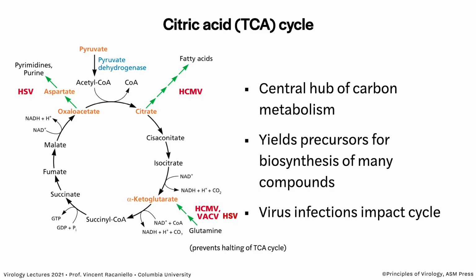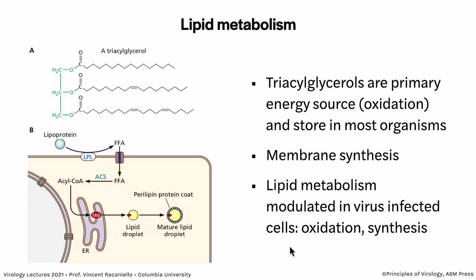Back to our citric acid cycle, which of course is the hub of carbon metabolism. And as I already mentioned, it makes precursors for many things like fatty acids, precursors to nucleotides and so forth, and energy, of course. And virus infections impact this. One example is lipid metabolism.